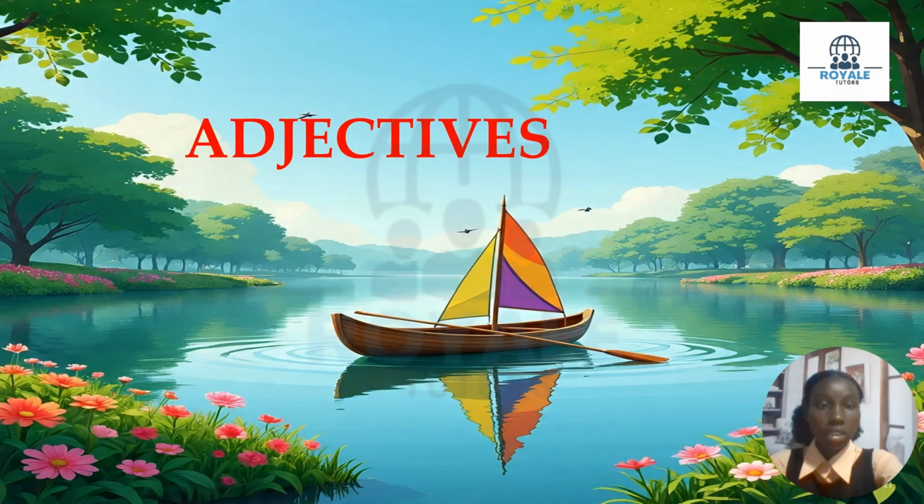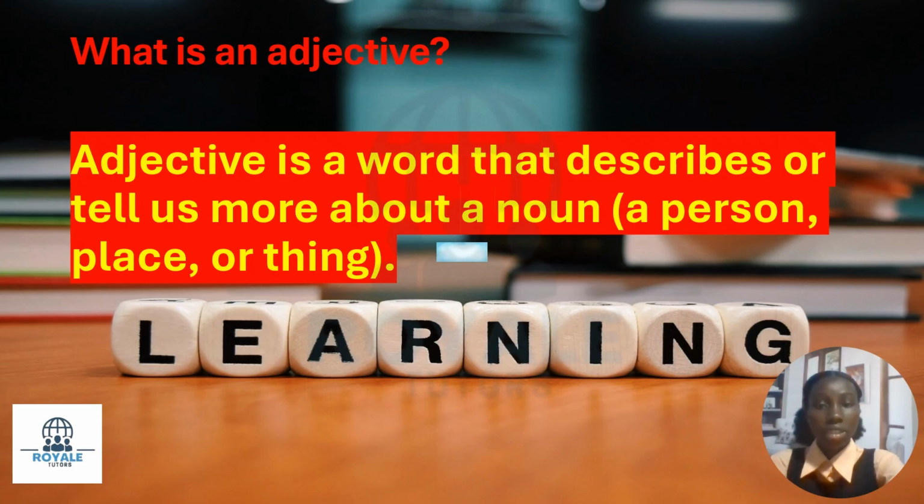Now the question is, what is an adjective? An adjective is a word that describes or tells us more about a noun. Knowing fully well that a noun is a person, place, or thing. Can also be an animal, can also be an idea.